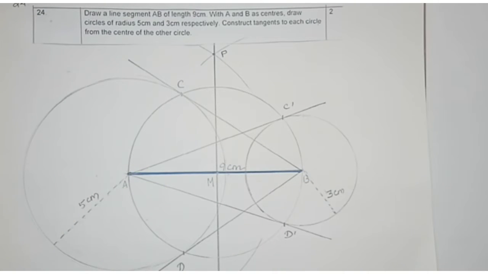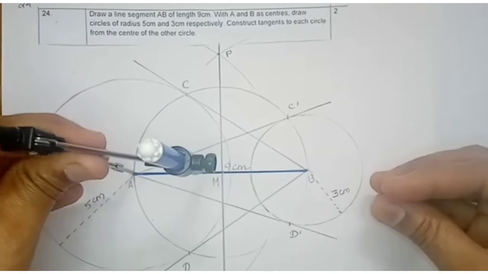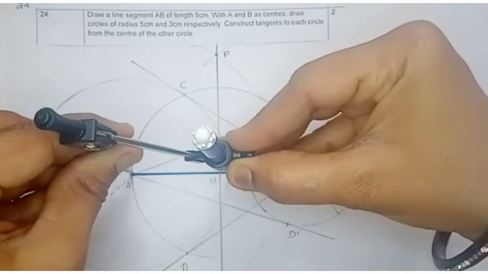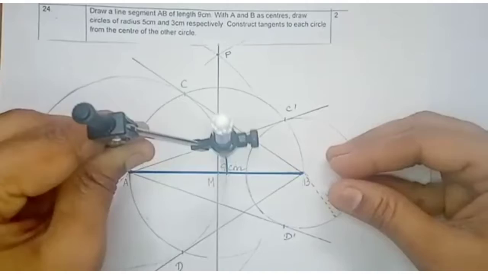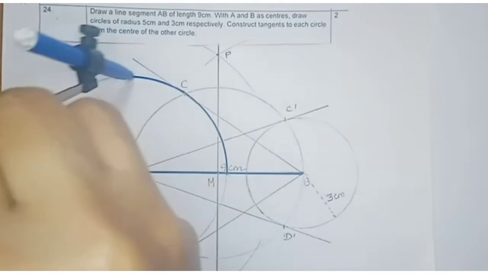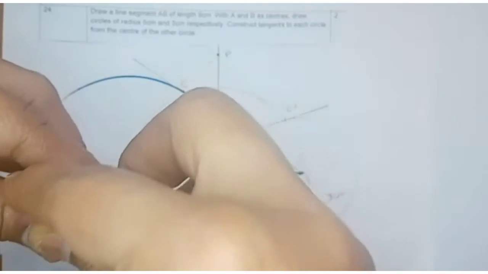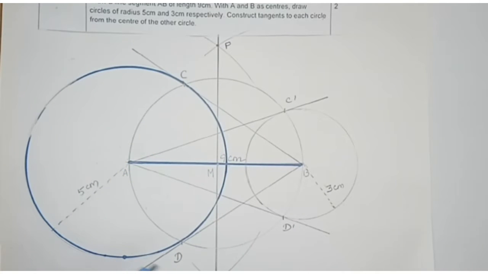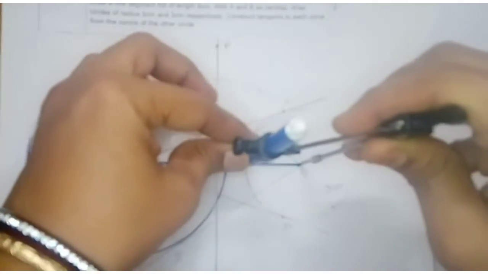Then with A as center, draw a circle of radius 5 centimeter. So this is the circle of 5 centimeter. And with B as center, you draw a circle of 3 centimeter.